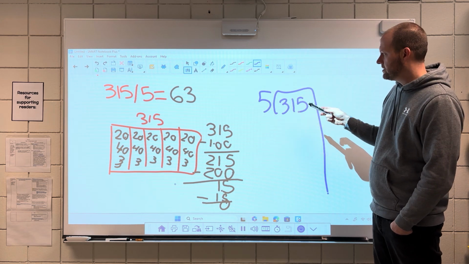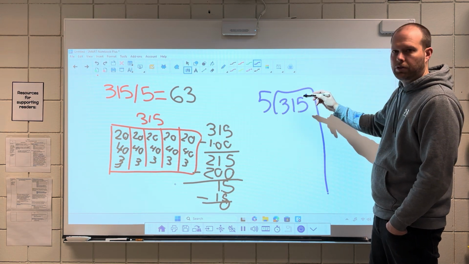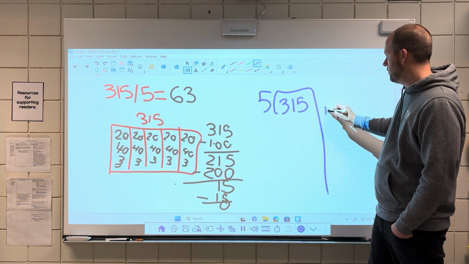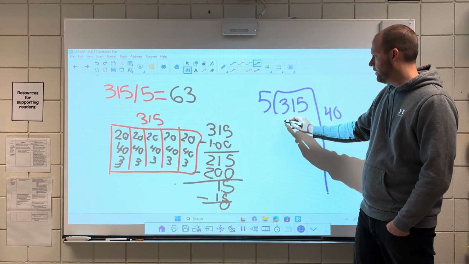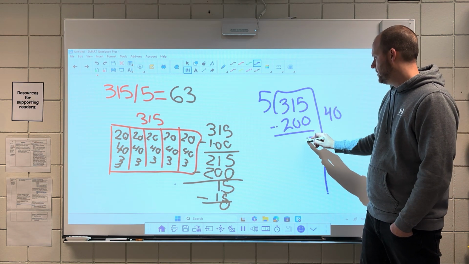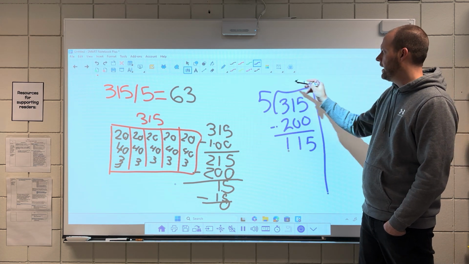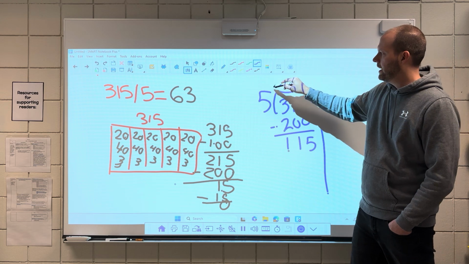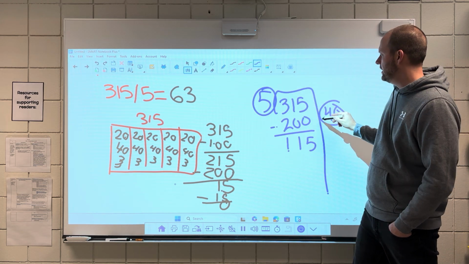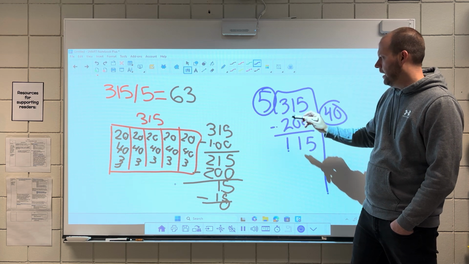Maybe this time I start with doing 40. How many 5s go into 315? I could do 40 because I know that that was 200. This becomes 5, 1, 1. Okay, so again, I divided to start. Then I'm going to multiply. 5 times 40 is 200. And then I subtract. I'm going to divide again.